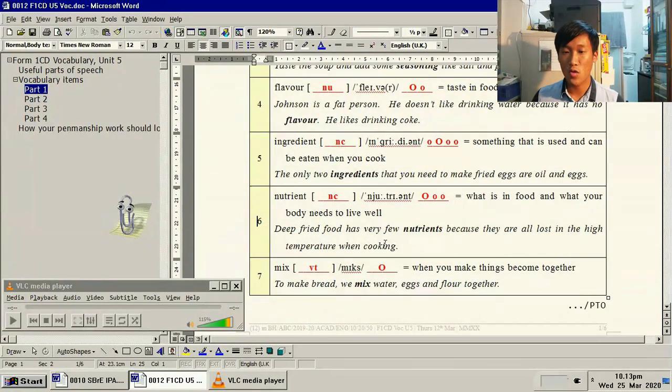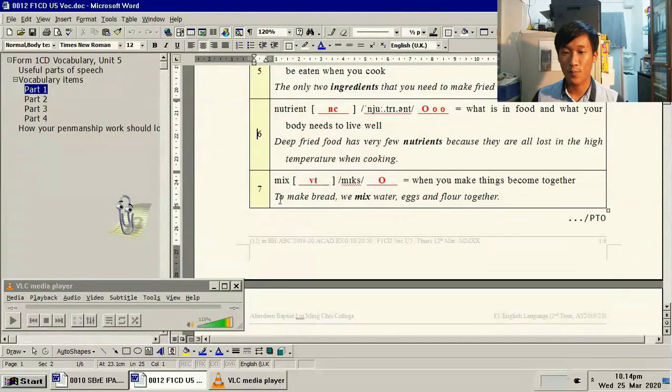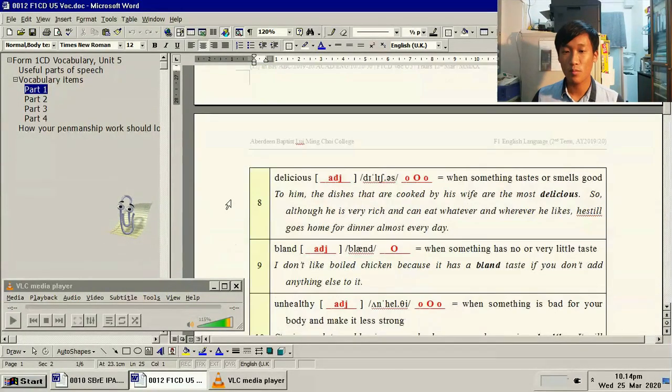6. Nutrient, what is in food and what your body needs to live well. Deep fried food has very few nutrients because they are all lost in the high temperature when cooking. 7. Mix, when you make things become together. To make bread, we mix water, eggs, and flour together. 8.